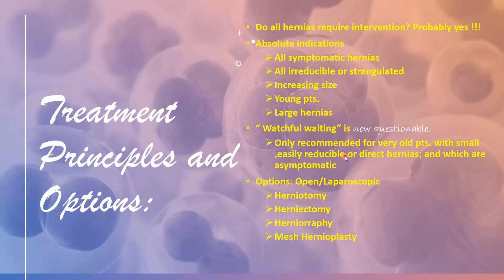Every hernia should be operated. The absolute immediate indications are all symptomatic, irreducible or strangulated hernias, a hernia which is increasing in size, a young patient, and large hernias. They all have to be operated, whether they are symptomatic or asymptomatic.